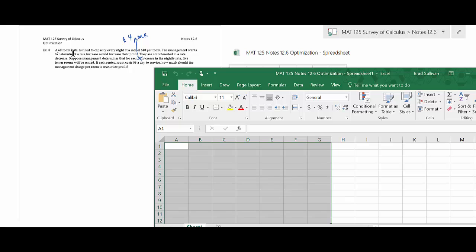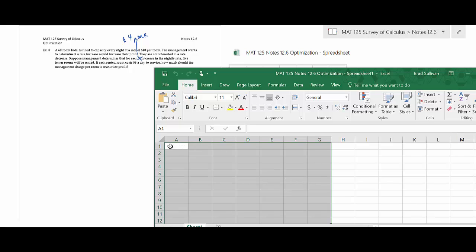So what the problem says is a hotel has 60 rooms, and if it's filled to capacity, they're charging $40 per room. So what I'm going to do is type this in. I already have this done, but I do want to show you how easy it is to make up a spreadsheet for this problem.